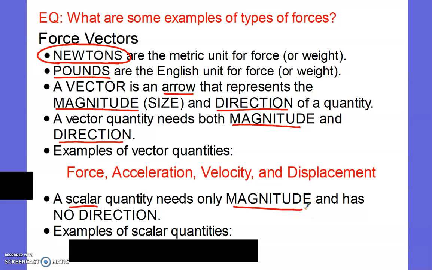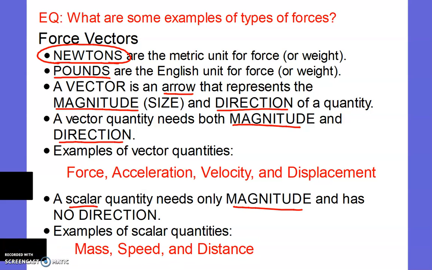We've learned about 3 different types of scalars this year. What I'd like you to do is pause the video and see if you can write down all 3 scalars that we've learned about. All right, well, welcome back. The examples of the scalars that we've already learned are mass, speed, and distance. None of those things have any kind of direction.